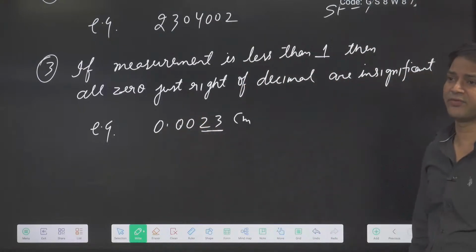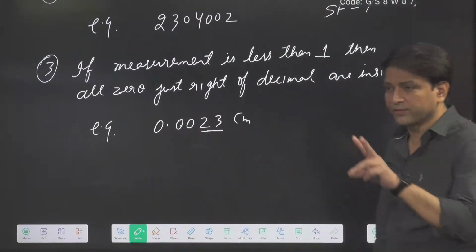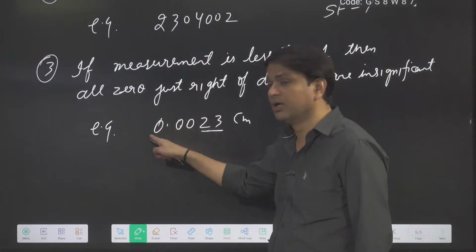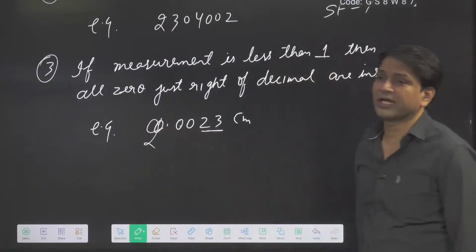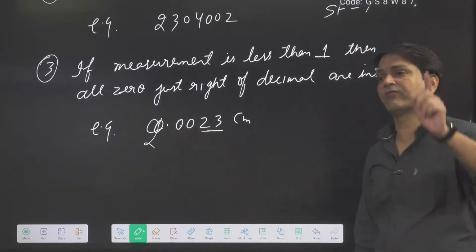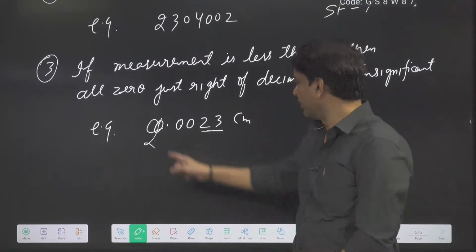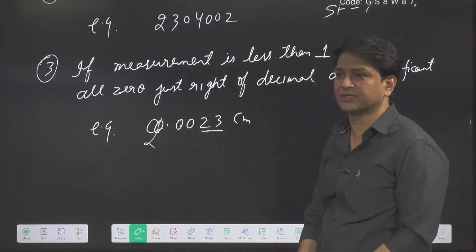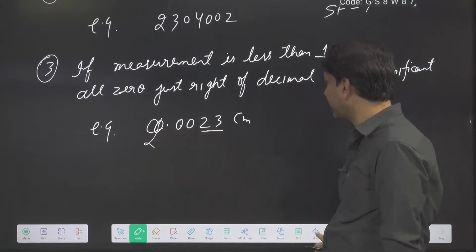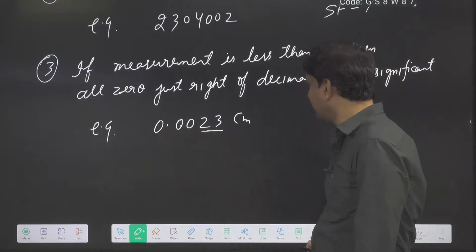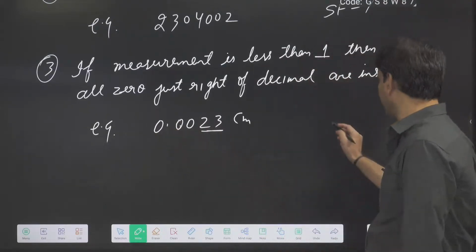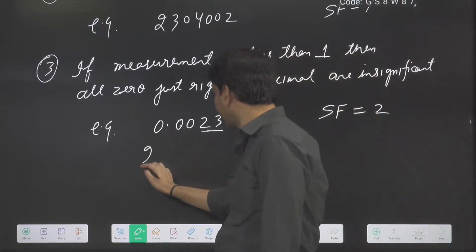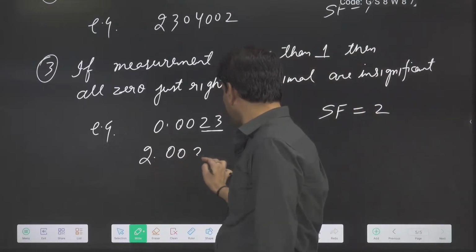So how many significant figures are there? 2. So if the measurement is less than 1, here suppose I am writing 2. Then how many significant figures are there? Then we will go to rule number 2: all the zeros between non-zero digits are significant. Then I can say 5 significant figures are there. But if this is there, how many significant figures? 2. That example you can also write like 2.0023.